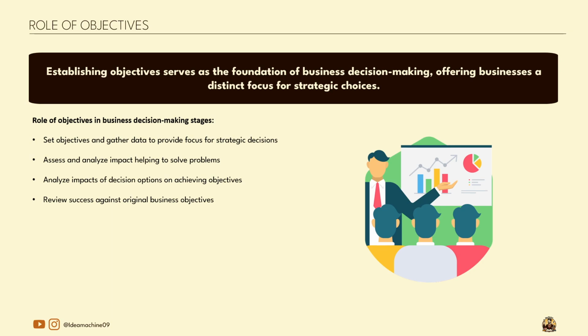The last thing would be reviewing success against the original business objective, which is, let's say, at the end of the year, if you have determined you want to have a 5% increase in sales, but by the end you realize that you have about a 2% or 3% increase, that means you have not met your goal and you need to do better objective setting and better problem solving.